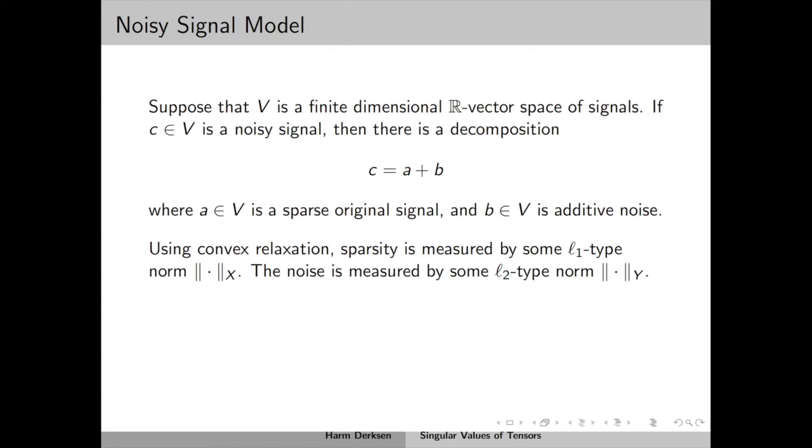To do that, I place it in a more general context of signal denoising. Think of A as some signal, B as some additive noise, and then C is the sum, which is a corrupted signal. Now, original signals are typically sparse in some sense. Noise is typically small, for example if it's Gaussian, it's typically small with relation to some L2-type norm, or maybe the Euclidean norm.